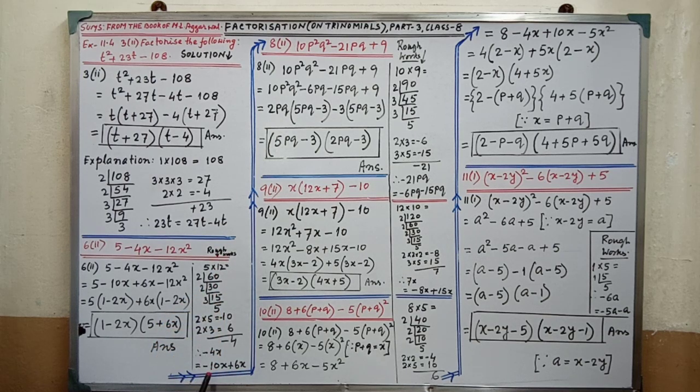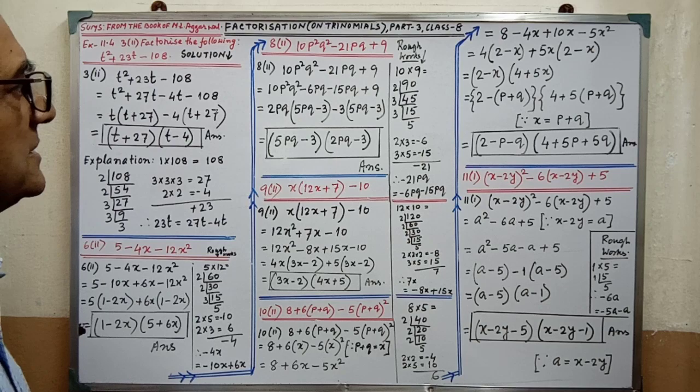This is the rough work, you may do it in rough, or mentally also you may do. So in place of minus 4x, we have to write minus 10x plus 6x. Then we have to take common from the first two and the other two. For taking common 5, it remains 1 minus 2x, and here the common will be 6x, then it will be 1 minus 2x. Then 1 minus 2x will be common, then it will remain 5 plus 6x. This is the answer. I think it is clear.